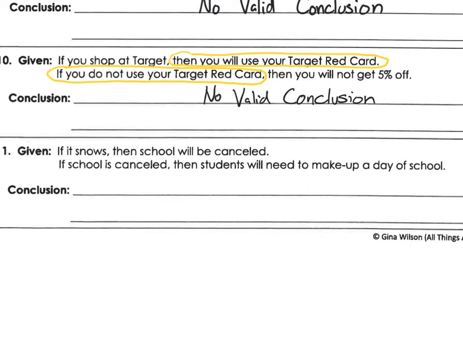So if we look at 11 for the last one, if it snows, then school will be canceled. The next one says if school is canceled. Are they saying the same thing? Yes, they are actually, because this is saying school will be canceled. This one says if school is canceled. So you could say what? Perfect.